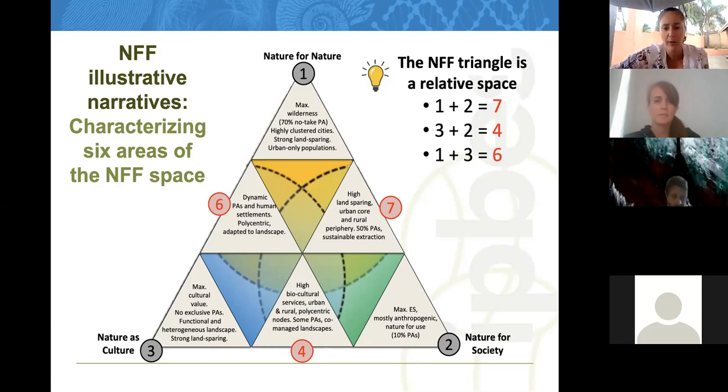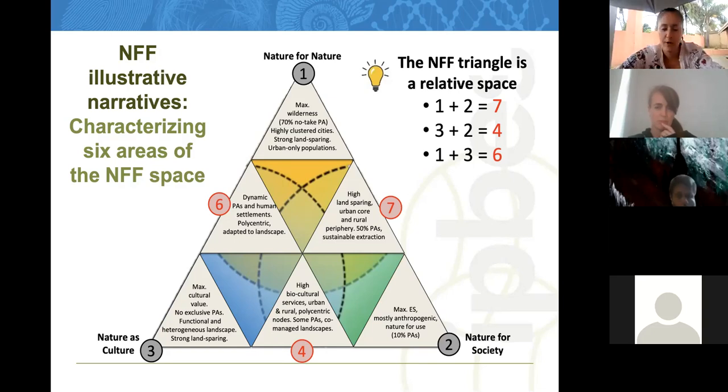The example that we have here is around protected areas, as a percentage land allocation. Nature for nature, which is very much this half earth, leave people off the land idea, had about 70% no-take protected areas. People were highly clustered in cities, so looking at strong land sparing and urban-only populations. Kind of opposite to that is 4, which talks about high biocultural services, urban and rural areas, very polycentric nodes all linked together. There is some level of protected area, but these are very much in co-managed landscapes.